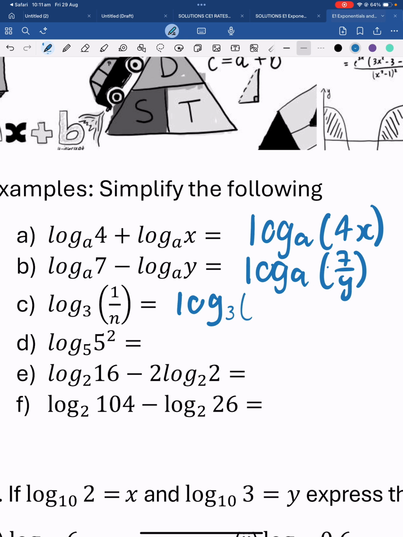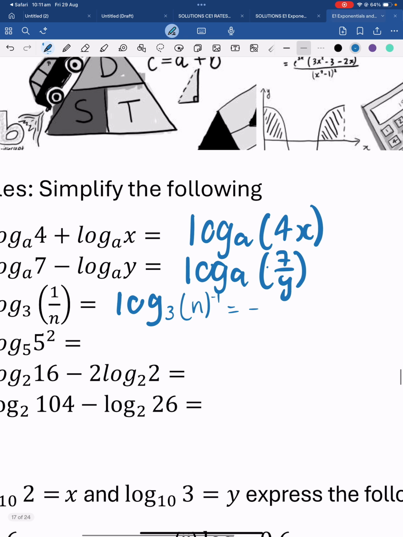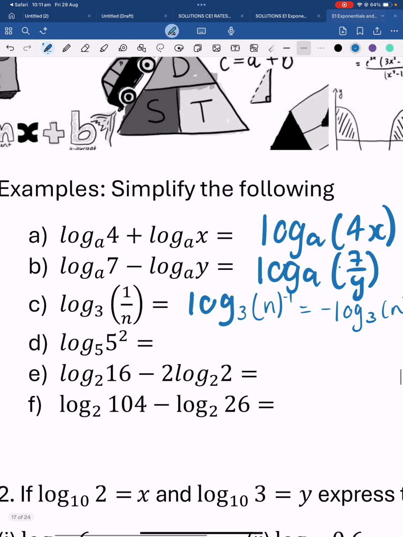Log of 1 over n, remember that's the same thing as n to the power of negative 1. And when I've got a power, I can bring that out the front. So that's the same thing as negative 1 out the front, which is negative log of n. If I have the two numbers here the same, they can all just cancel, and the answer's 2.